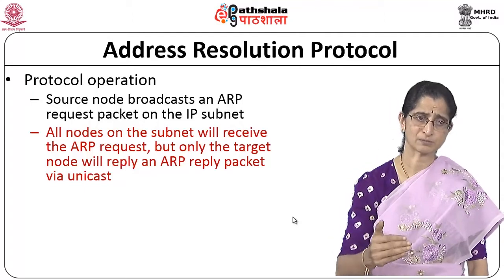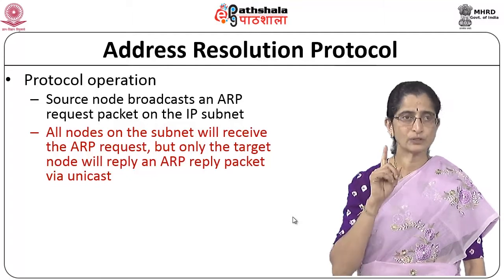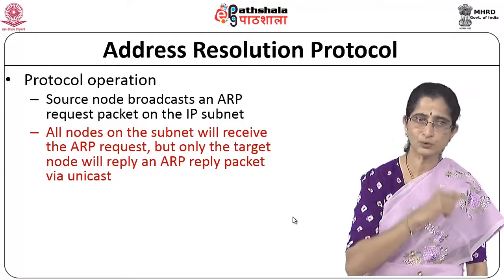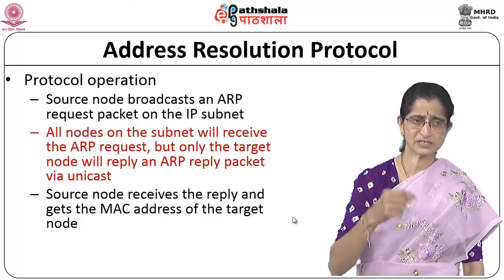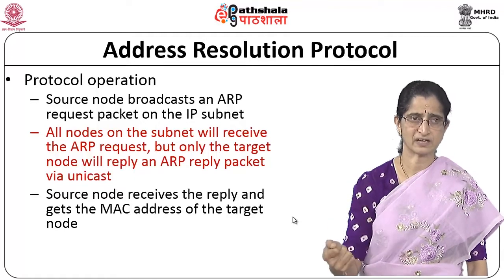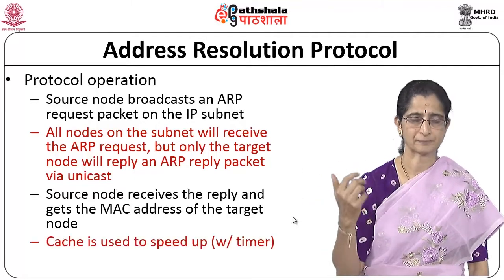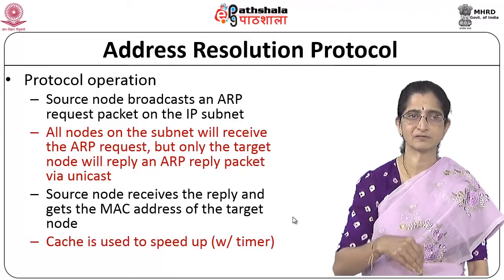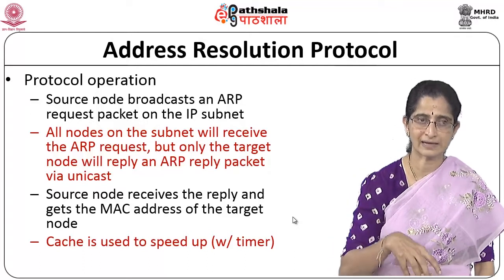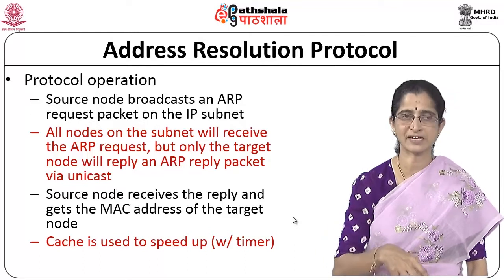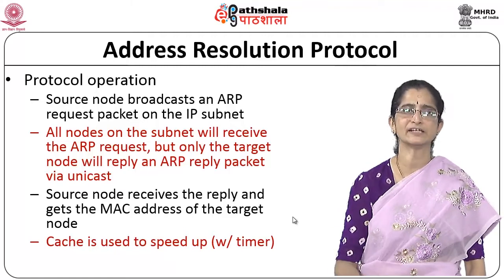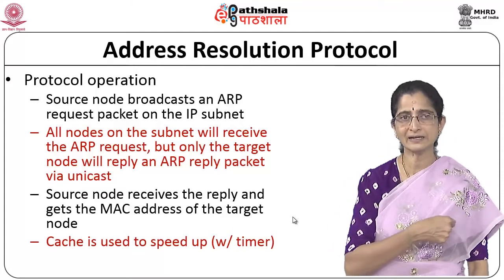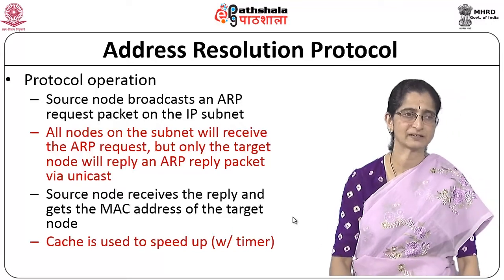So when this request packet is broadcast, everybody receives it, but only the target node which has the matching information will send back a reply packet, and it will unicast that packet. So now the source node receives the reply, gets the MAC address of the target node and uses that to forward the packet. And it uses an ARP cache where it keeps this information that is just acquired, so that if another packet needs to be sent to the same address immediately after, it need not go through the ARP process again. It can look at the cache and take the information from the cache directly. So that is the idea that is used.